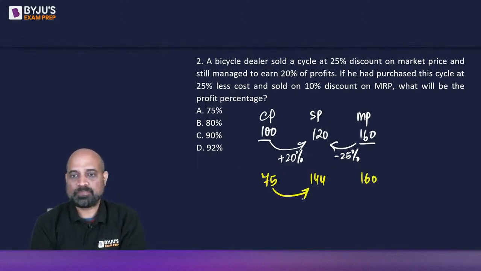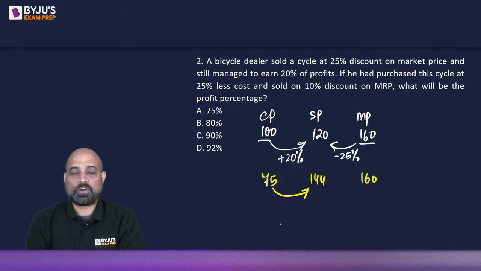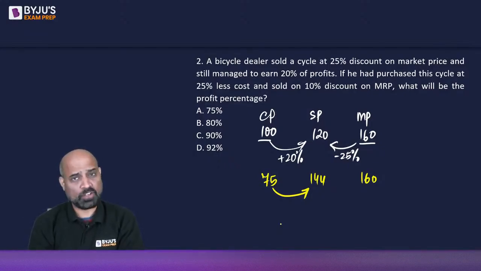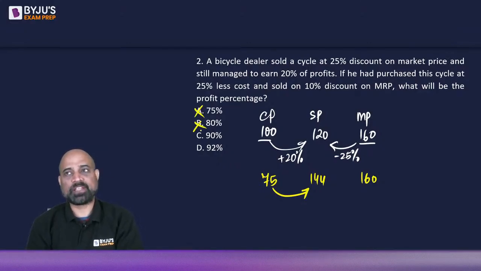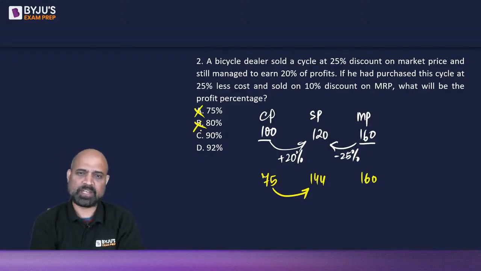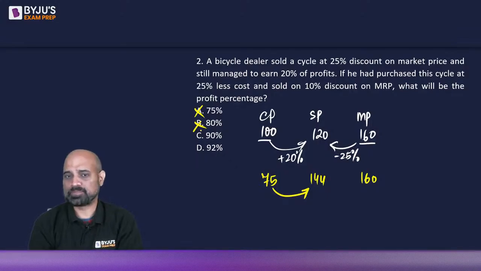So what is the profit percentage? Well, 75 का double 150 होता है. So this is less than 100% and very close to that. So A and B will not make sense. What we need to do is simply check, is it 90% or is it more than that? That will help us eliminate or select the remaining two options.